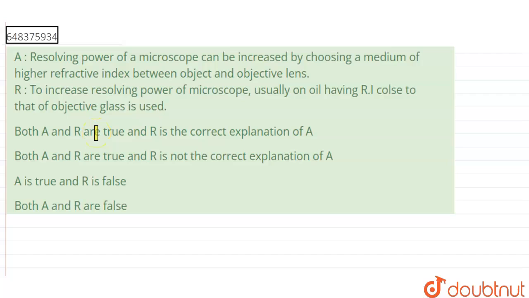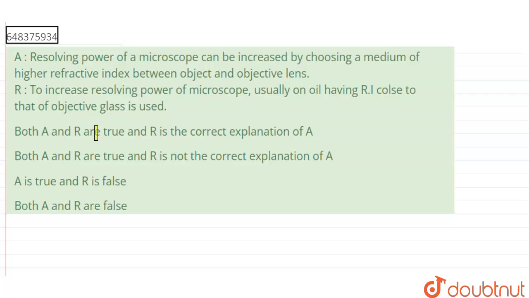Hi, so let's start the question. The question says, we're given two statements, assertion and reason. The assertion says, resolving power of a microscope can be increased by choosing a medium of higher refractive index between object and objective lens. Reason, to increase resolving power of a microscope, usually an oil having refractive index close to that of the objective glass is used.